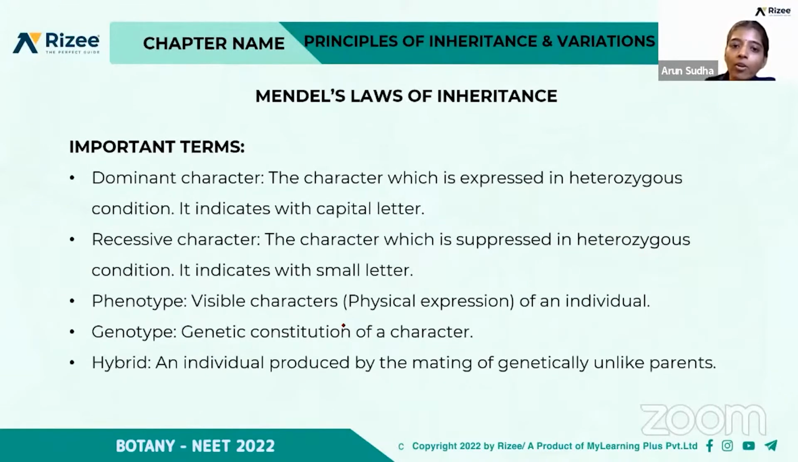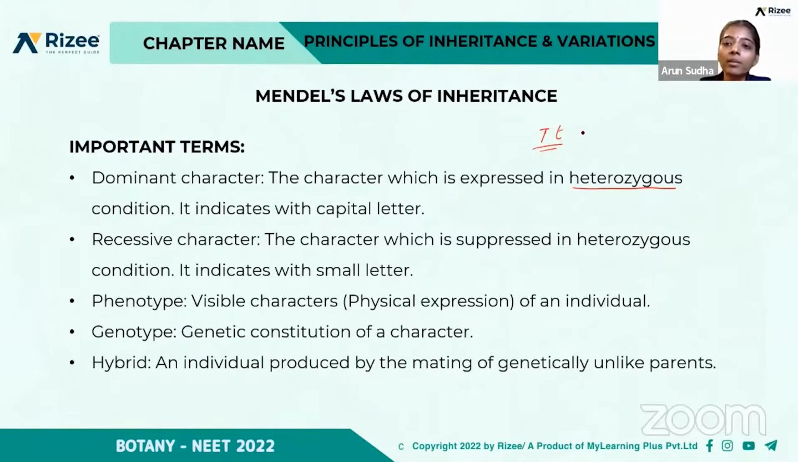And what do you mean by a dominant character? The character which is expressed in heterozygous condition. So if you take the stem height, Tt, this is the heterozygous. So the character that is expressed in the heterozygous condition is called the dominant character. So it is indicated by a capital letter, right?